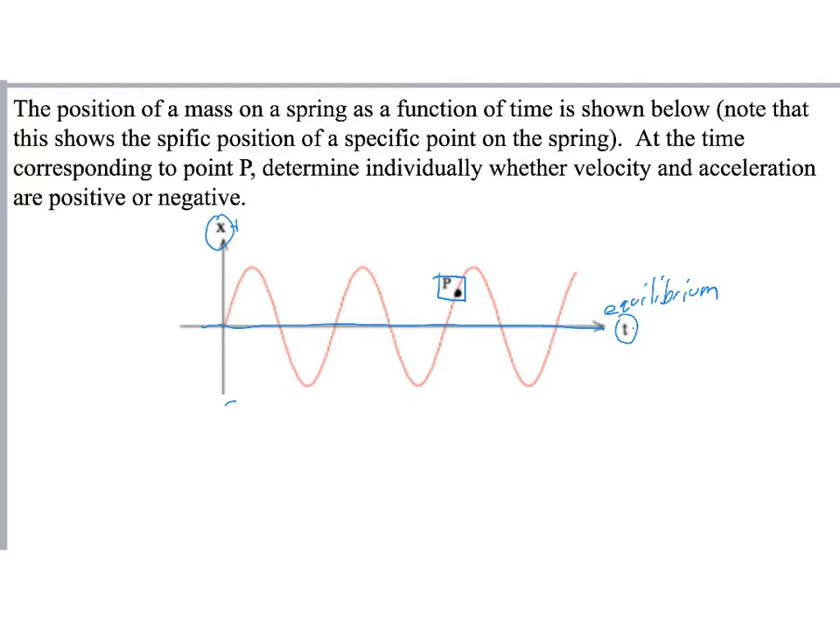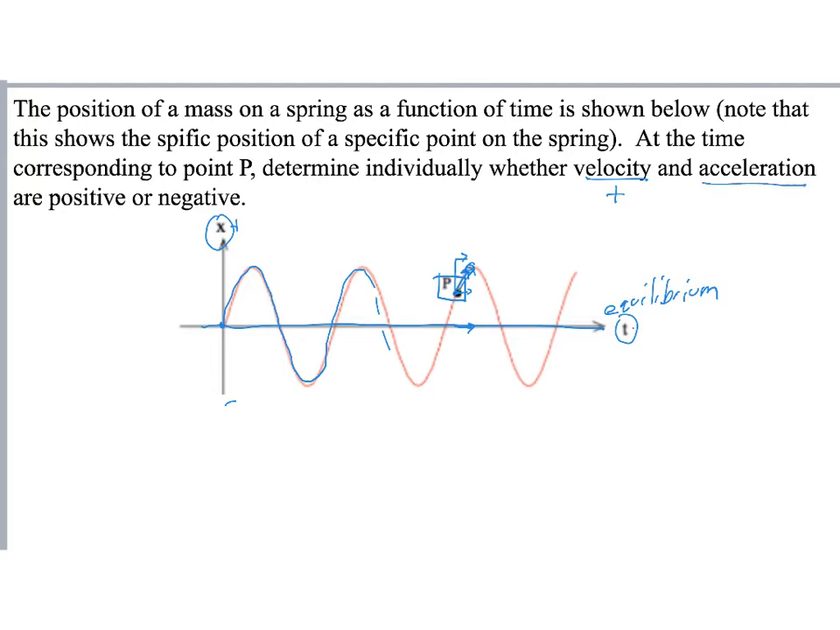As time progresses, as time moves on, what is going to happen to the mass? Well, it started here, it went far away from equilibrium, came back, far away. And so this is what the mass is doing. So if this is where it is right now, where is it going to be in the next instant? Well, it's moving in that direction in time, and so that means it's going to be moving upwards. Now, what does that mean about the velocity? It means I have a positive velocity because my displacement is becoming more positive.